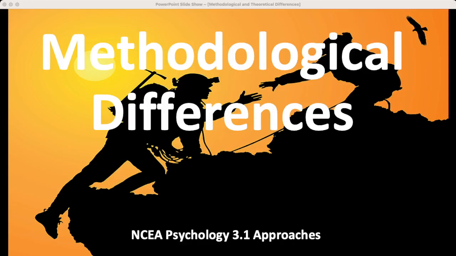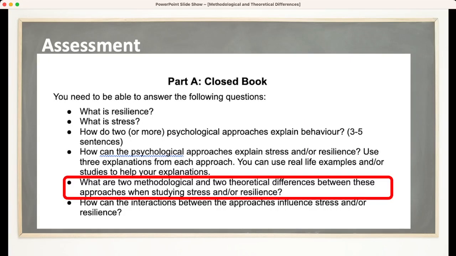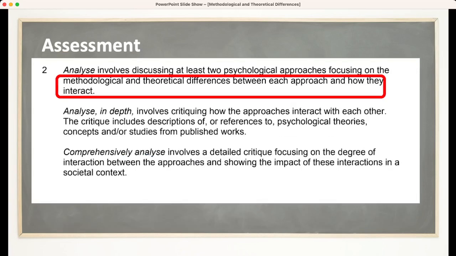Right, if you want to pass your 3.1 internal, you have to be able to explain the methodological differences between the approaches. Sounds kind of tricky, but it should be pretty straightforward. So in your closed book test, you'll have 2 methodological and 2 theoretical differences you need to explain. We're looking at this when we study stress or resilience. So this is the criterion.